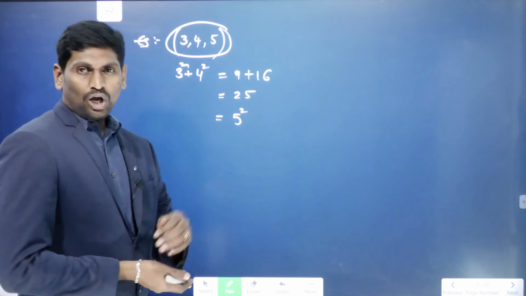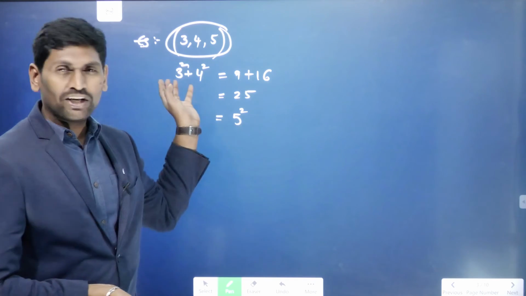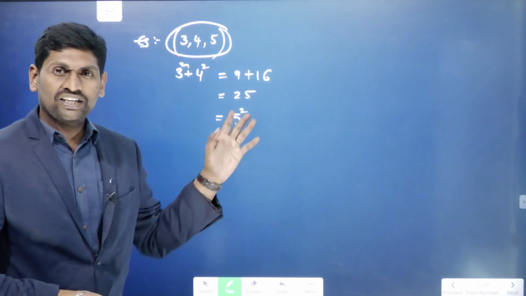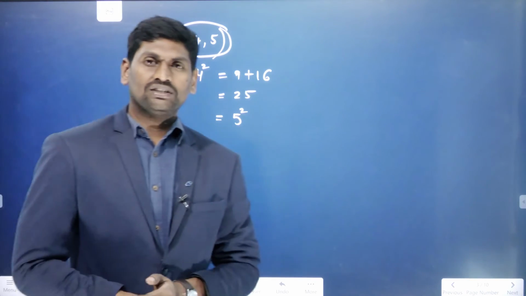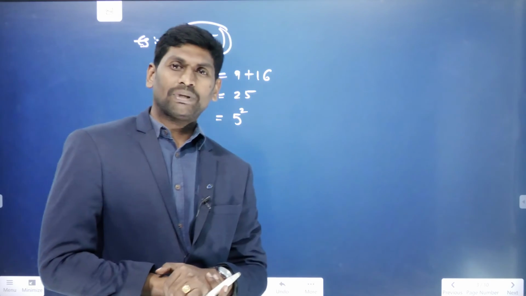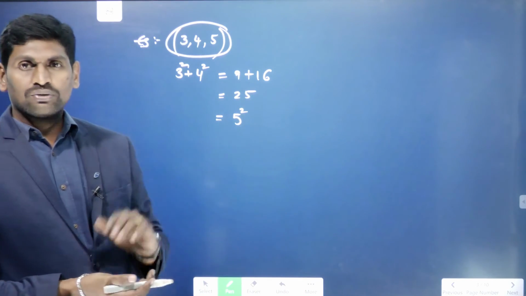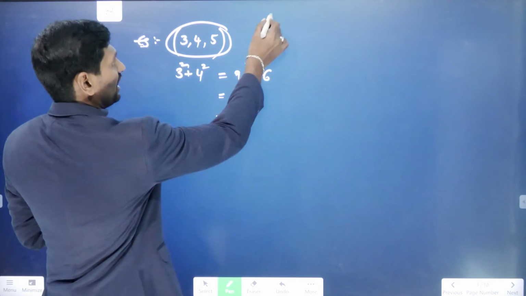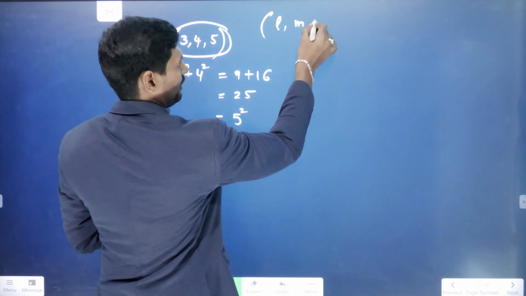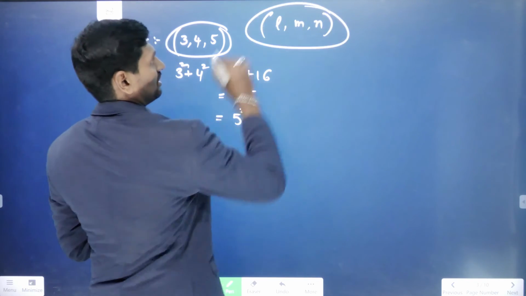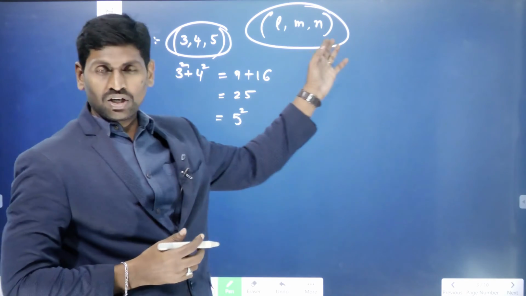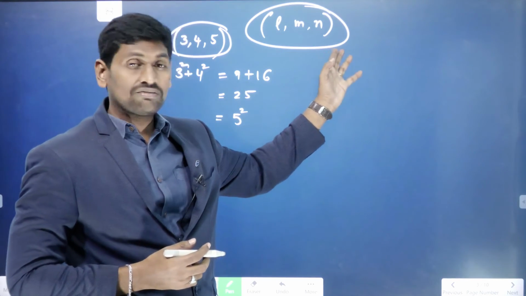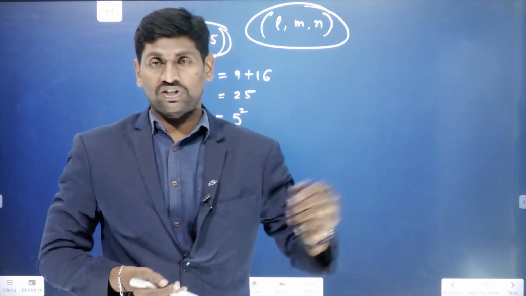After giving that, I already know 3, 4, 5 are Pythagorean triplets, so I can take the example. But you don't know whether a set is a Pythagorean triplet or not. How can you find it? For that, L, M, N are Pythagorean triplets when they are in the form L square plus M square is equal to N square, right?